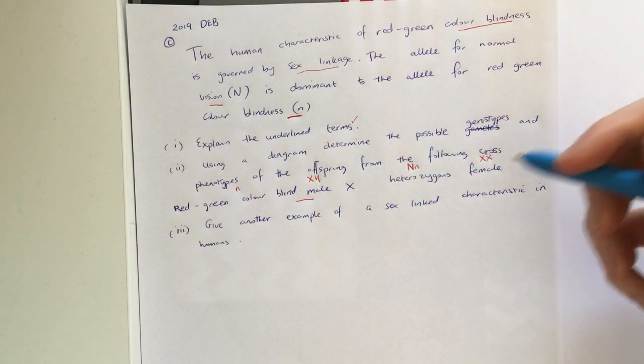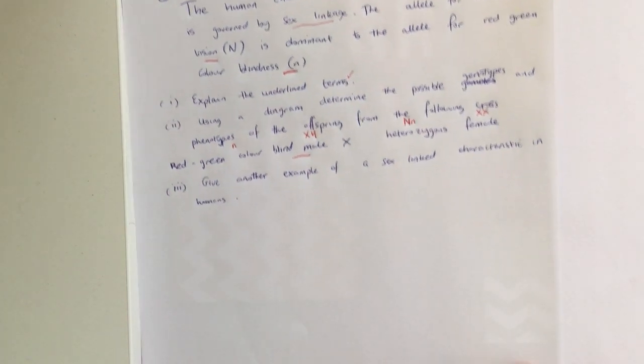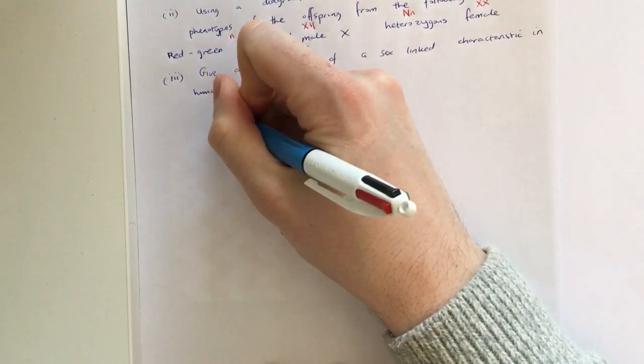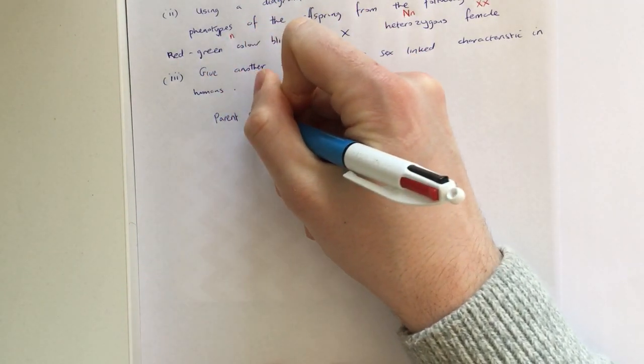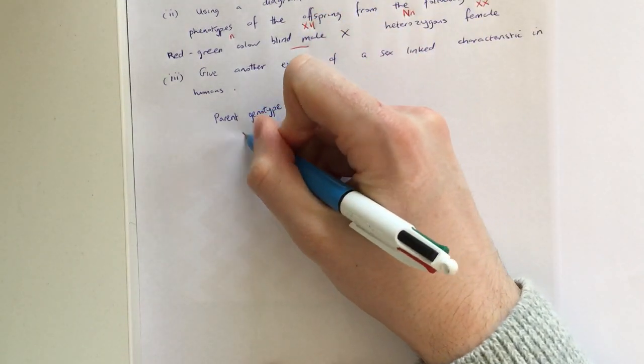So another example other than color blindness. I'm going to do that question now below here. The first thing you do when you're doing any type of genotype cross is you write out the parent genotype. The parent genotype in this question: we have a male who's always going to be XY, and from the question we've already worked out what his situation is as regards vision.